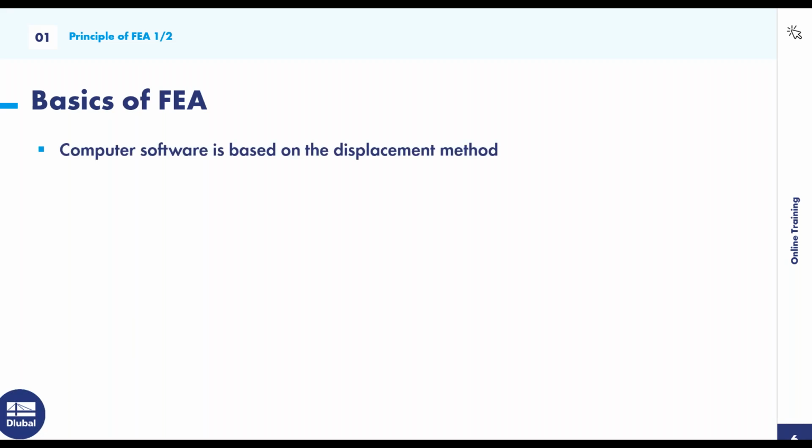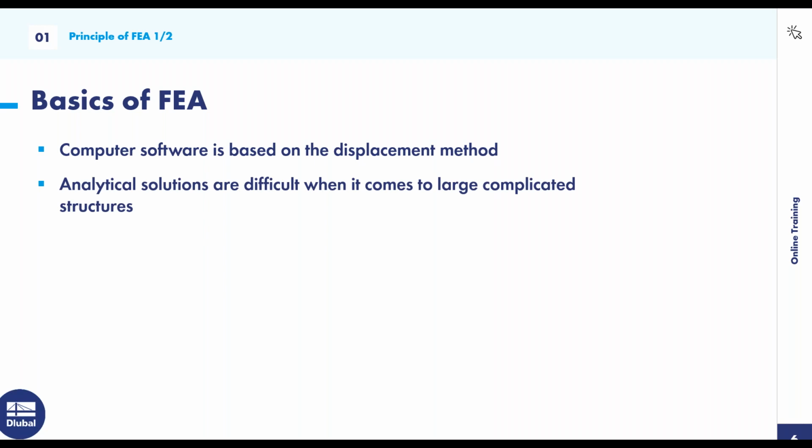So when using computer software, it's based on the displacement method, and another method you may be aware of is the force method. This is where the unknown is the force, and then the internal forces can be calculated based off of this. When it comes to the displacement method, the unknown is the displacement, and to solve for this, the displacement vectors must be calculated, and then the internal forces and support reactions can be figured out.